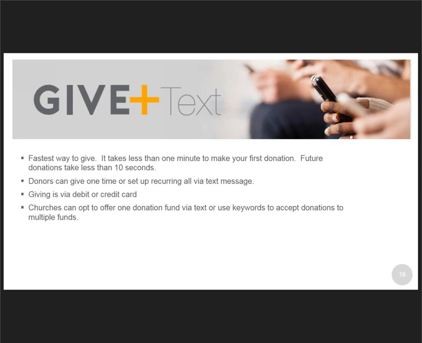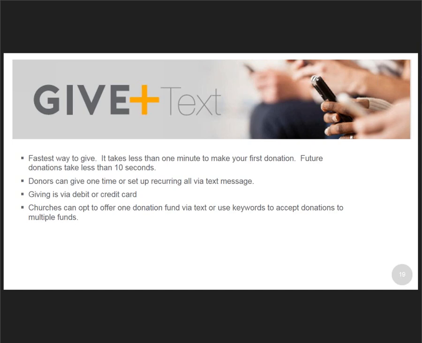Give plus text. So this is another great tool, not only for getting consistent giving from donors, but also a way to raise a lot of funds and allow donors to give in the moment. So this is the fastest way for a donor to give. It takes less than 1 minute for their first donation. And then after that, donations take about 10 seconds. So with the first donation, what happens is when you sign up for Give by Text, we give you a 10-digit phone number. We'll use your area code when we create the phone number.